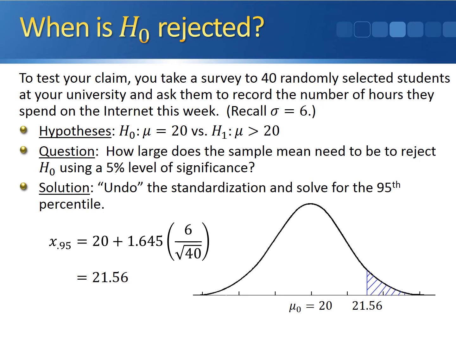What this means is that 21.56 is the cutoff between rejecting and failing to reject the null hypothesis. We'll reject the null hypothesis if the sample mean is greater than 21.56 and conclude that the average number of hours that college students spend on the internet weekly is significantly greater than 20.